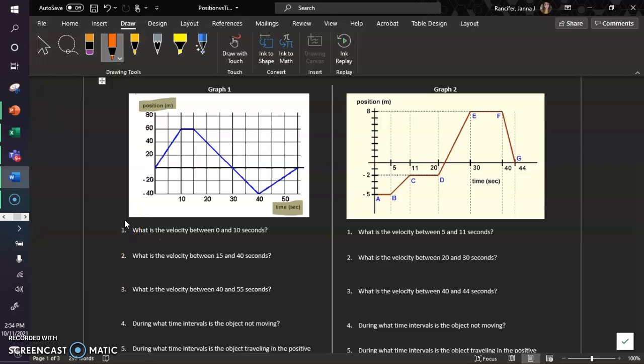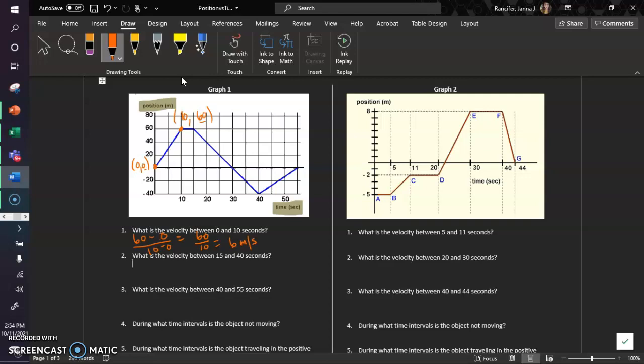So the velocity between 0 and 10 seconds, I need the slope of the graph. So this is 0, comma 0 here, and the x position is 10 seconds, the y position is 60 meters. So the slope is y2, that's the 60, minus y1, which is 0, over x2, which is 10, minus x1, which is 0. That's 60 over 10, or 6 meters per second.